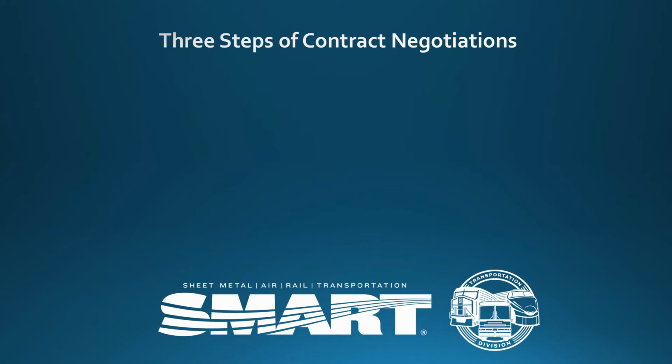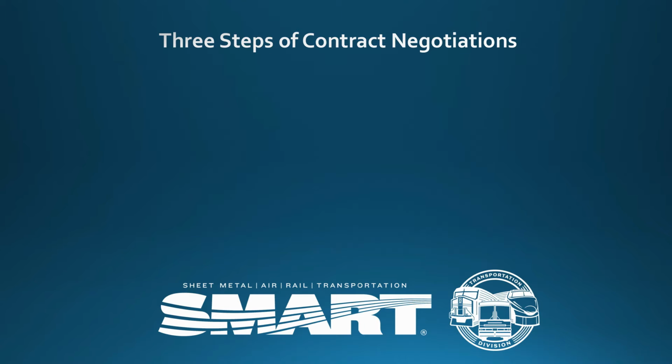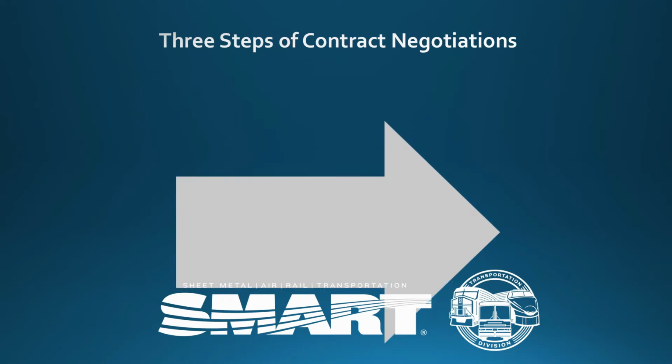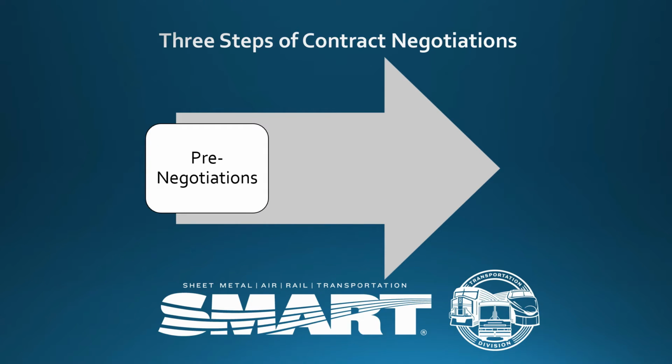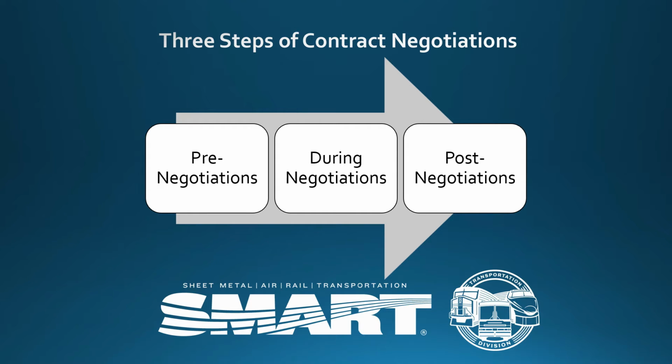In a unionized workplace, employment contracts are negotiated through the collective bargaining process. The Committee of Adjustment of your local gets together with representatives of the employer to carve out an agreement on issues such as wages, overtime, training, healthcare, vacation time, retirement, and other benefits and workplace standards. These are the 3 steps of contract negotiations: pre-negotiations, during negotiations, and post-negotiations.